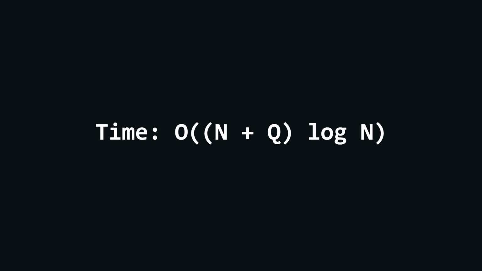Because we sort the list and then use binary search alongside jumping for each of the Q queries, our time complexity is big O of n plus Q, all multiplied by log n. The space complexity is big O of n log n, primarily due to the large two-dimensional array we need to store all our jump calculations.